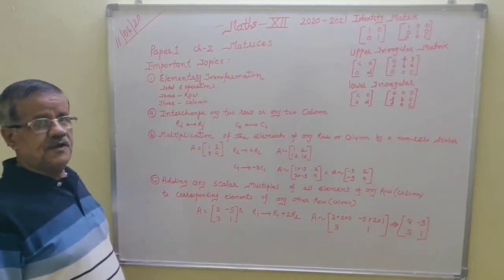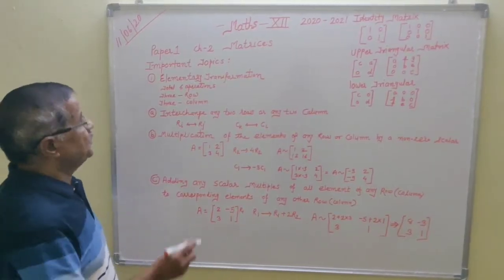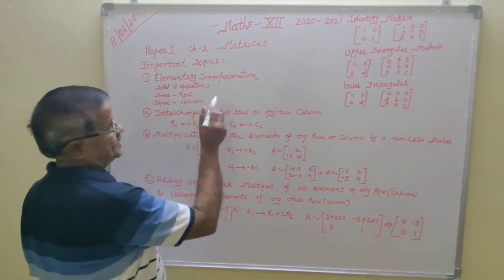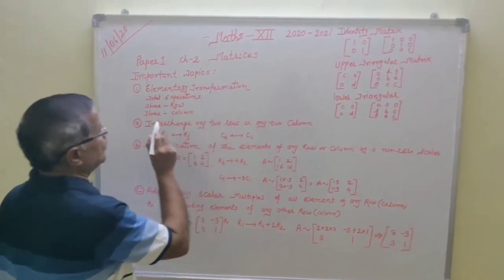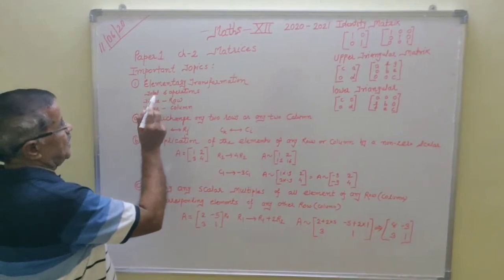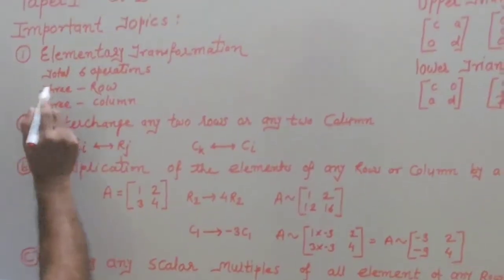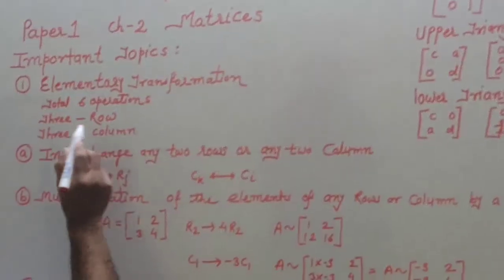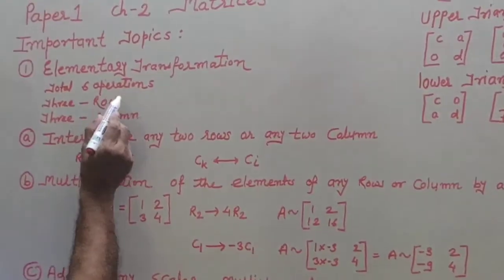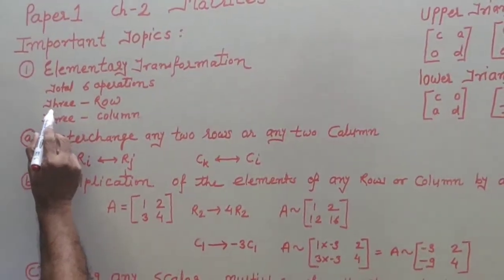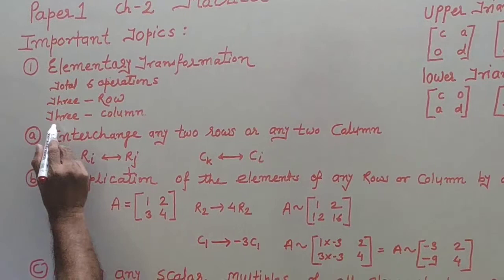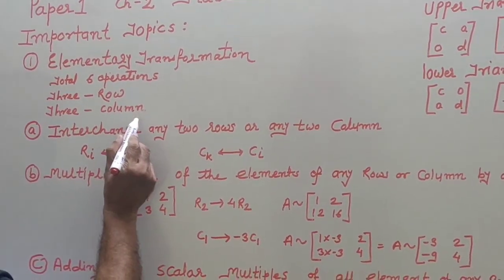Hello student, today we will start paper 1, chapter number 2, Matrices of state pattern. Important topics of this chapter are: first is elementary transformation. There are 6 total operations. We can apply 3 operations on the row and 3 operations on the column.